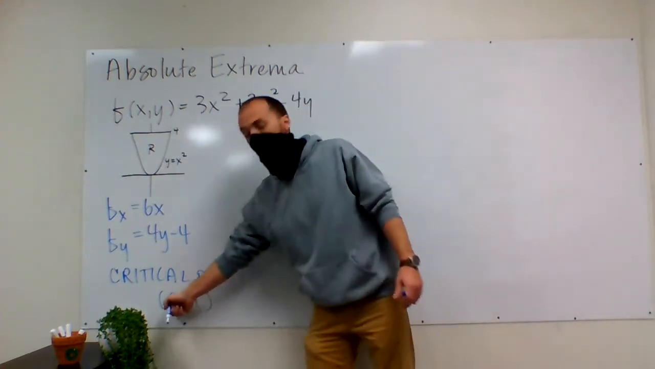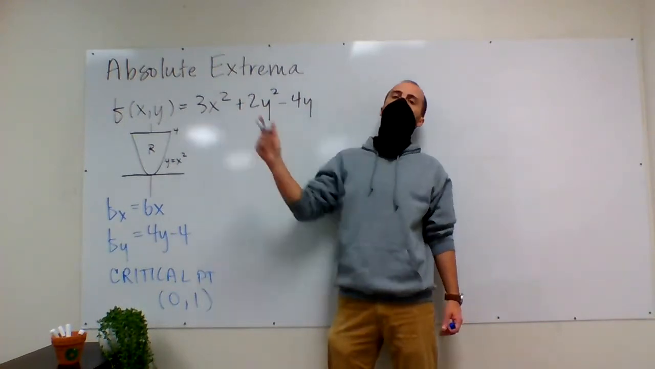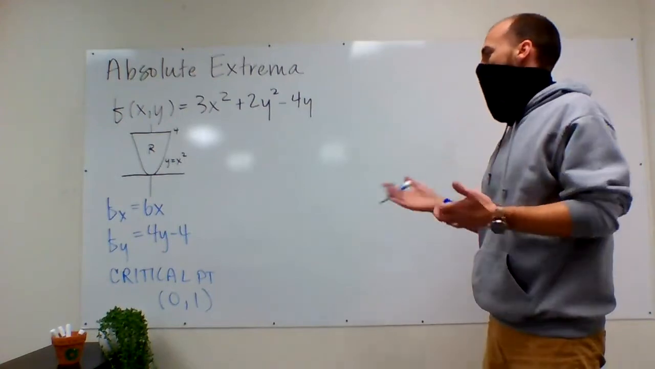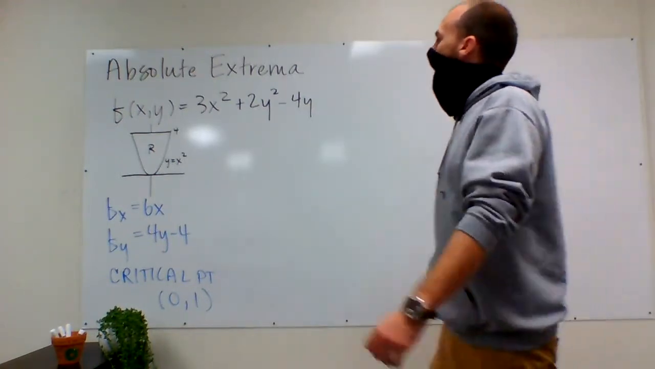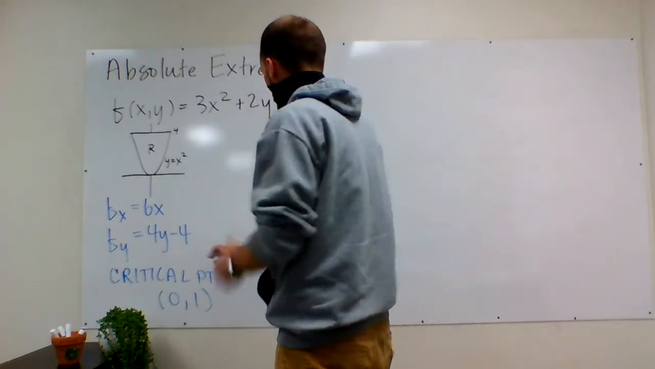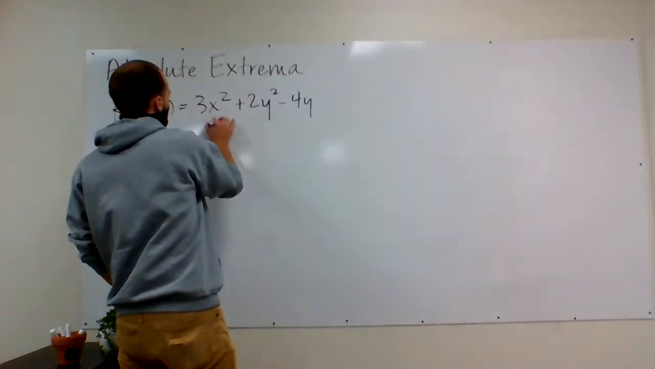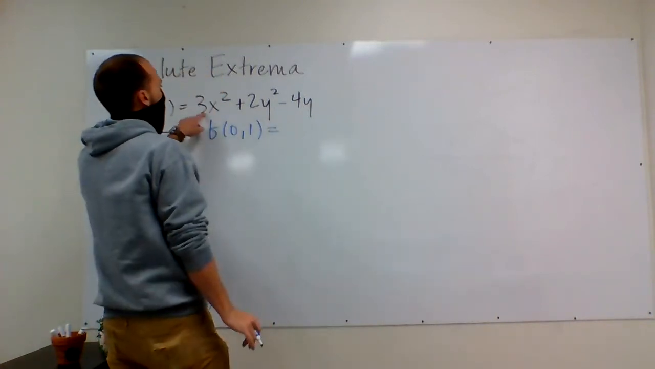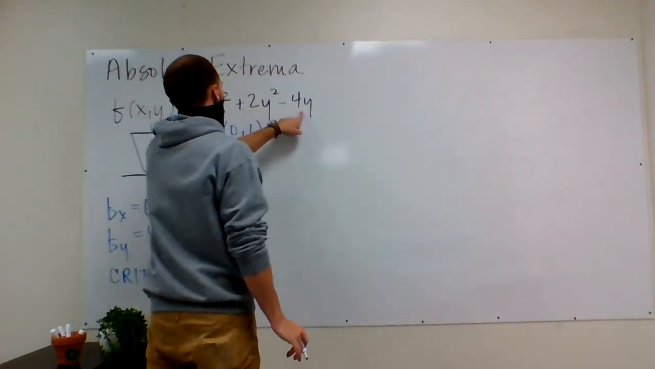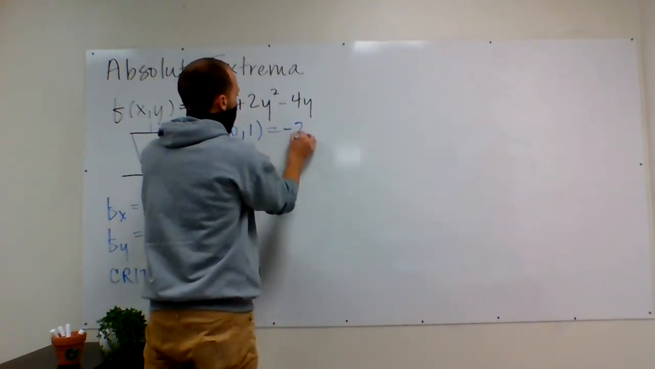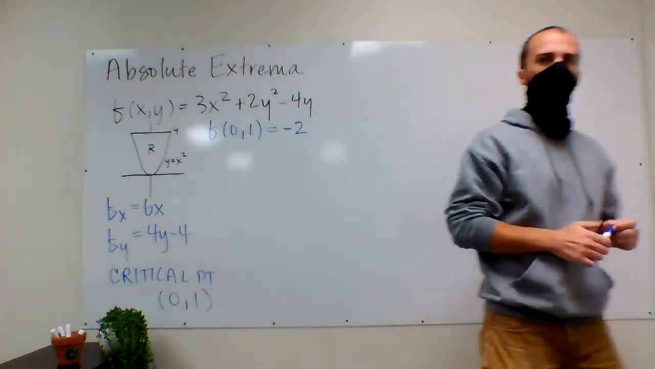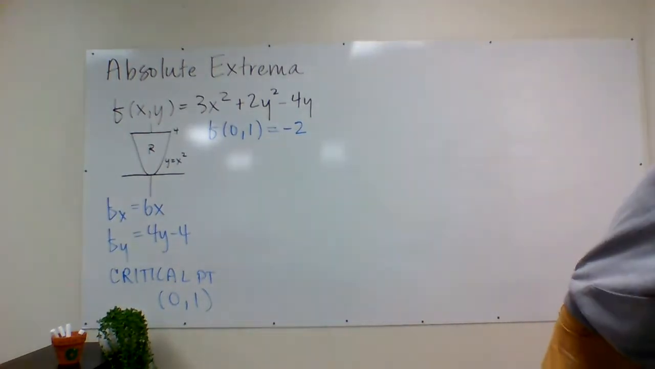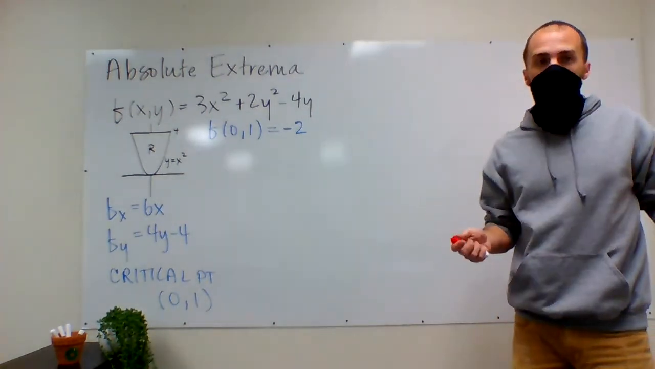It would be faster for me to run 0, 1 through this function than it would to run the whole second partial analysis, especially when I'm interested in finding the maximum and the minimum anyway. So I'm going to say, well, f of 0, 1 is going to be equal to 0, 2, minus 4 is negative 2. Okay, and so I'll have that in my list of candidates right there. That's all the critical points for the whole function.